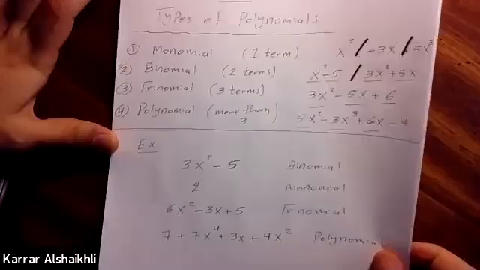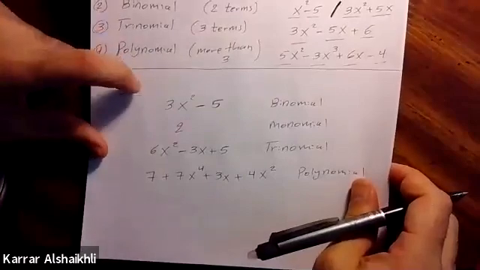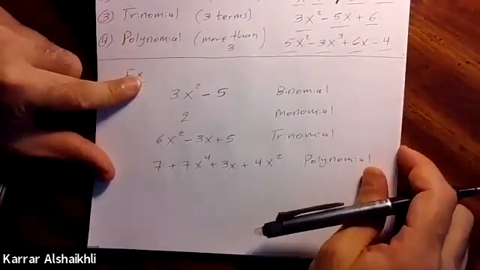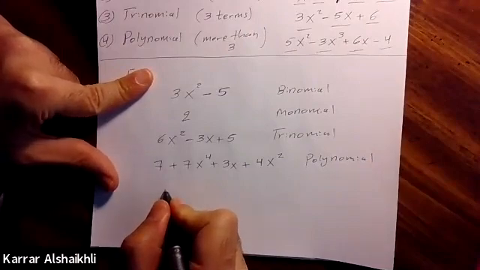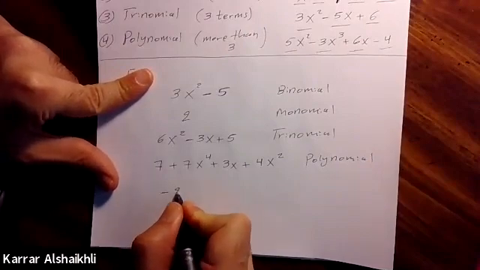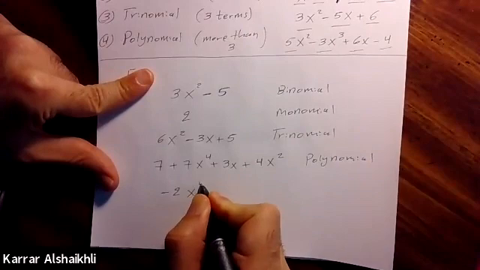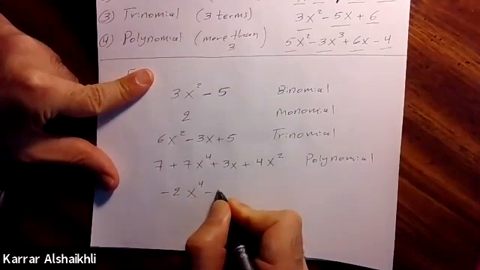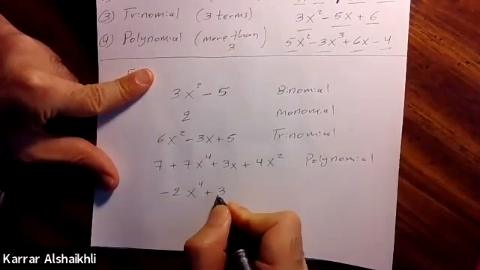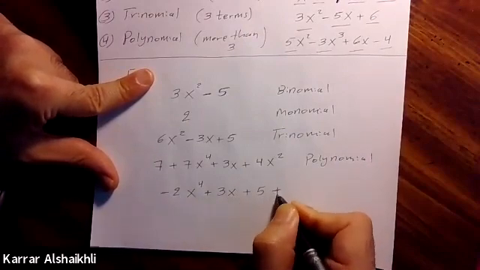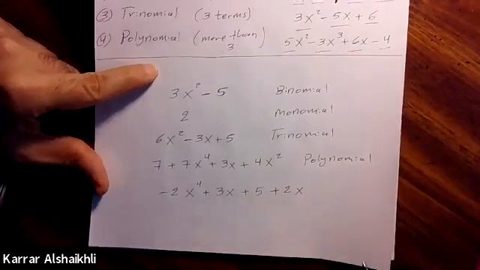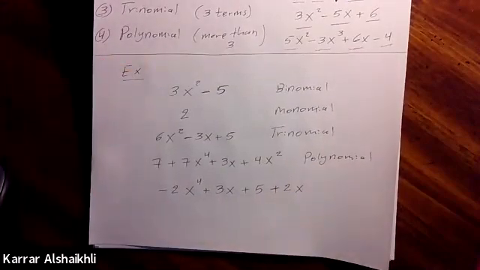Here is another example. We're gonna solve this one. Focus here. Negative 2x to the power 4 plus 3x plus 5 plus 2x. How many terms do you have?